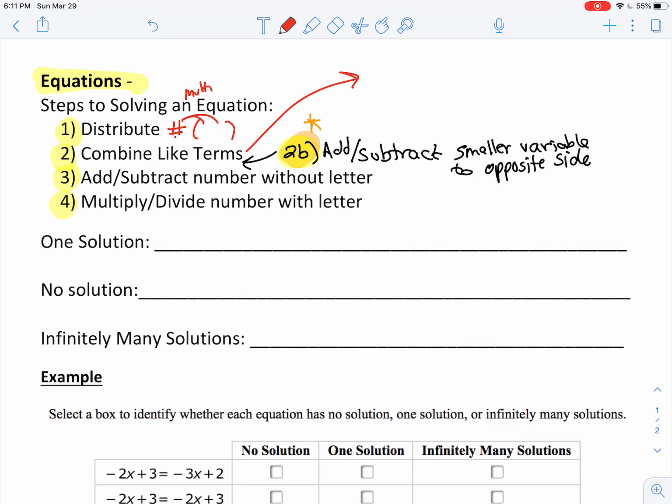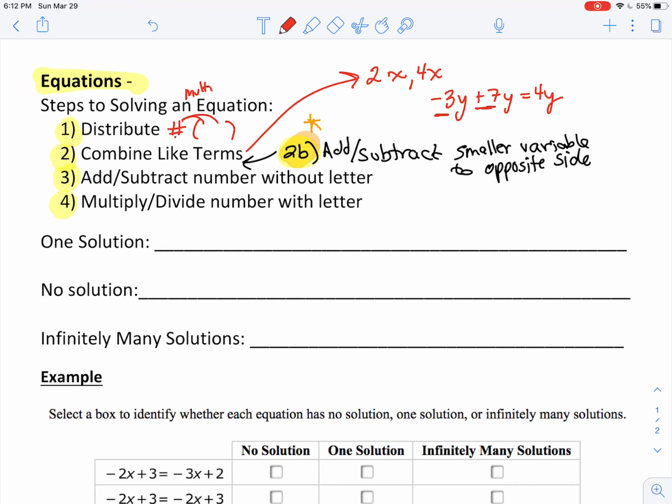And I'm just going to talk about like terms up in the corner here. Like terms are 2x and 4x, or negative 3y plus 7y, okay? When you combine like terms, remember the letters have to be the same and then you add or subtract the coefficients. So that reads negative 3y plus 7y, which gives me a 4y, okay?